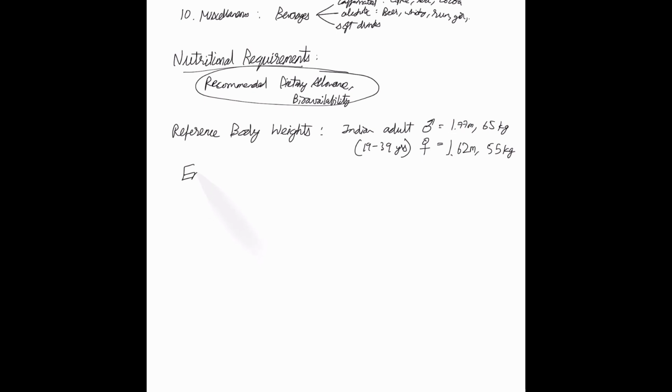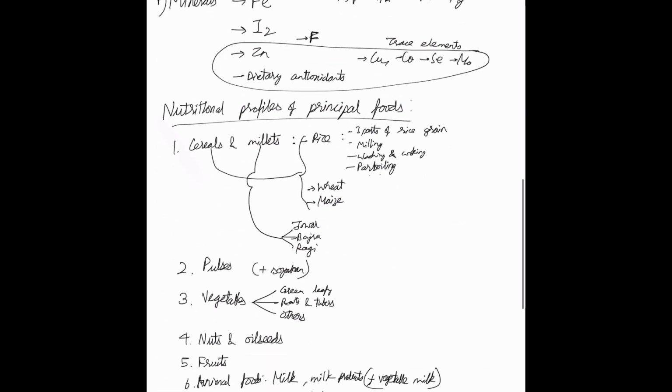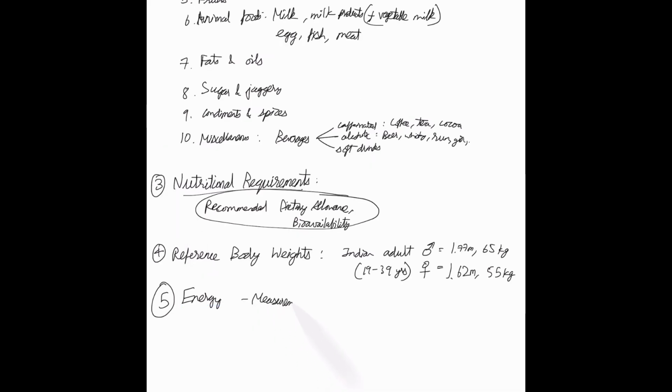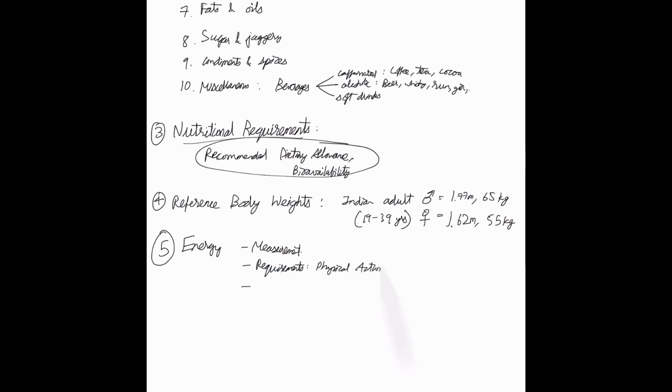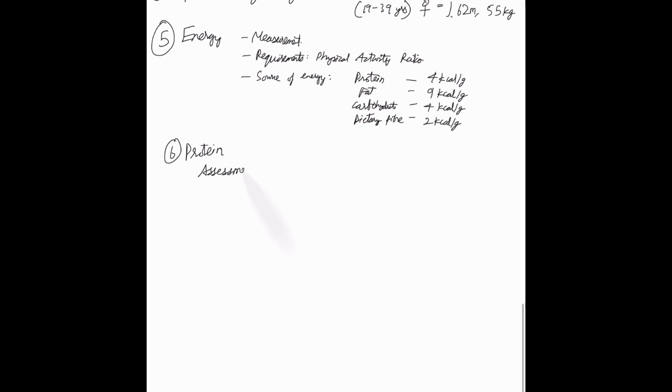So the average adult is between 19 to 39 years, and the average Indian adult male measures 1.77 meters in height and weighs 65 kg, and the average Indian adult female is 1.62 meters in height and weighs 55 kgs. Under energy, we see how to measure energy and what are the energy requirements, and a short note on physical activity ratio, which is a short formula, and then the various sources of energy. So proteins give you 4 kilocalories per gram, fats 9 kilocalories per gram, carbohydrates 4 kilocalories per gram, and dietary fibers 2 kilocalories per gram.